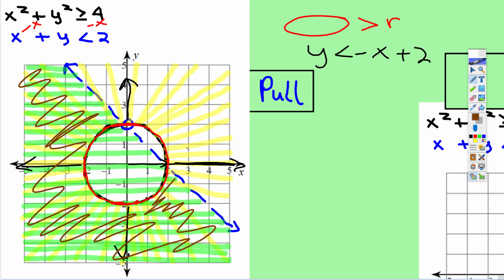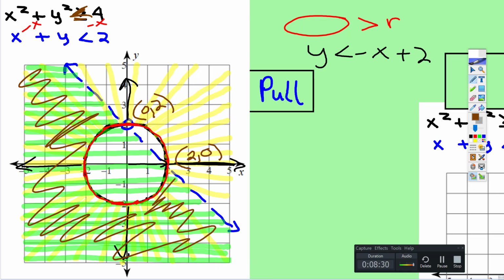And then when you do these, you have to tell me the point. So this would be at 2, 0. This right here would be at 0, 2. That's actually very, very key. So shading, labeling the intersection points, and knowing which direction to shade, whether inside the circle. If this would have been less than or equal to 4, you would have shaded the entire inside of the circle. All right, that's it for this one.